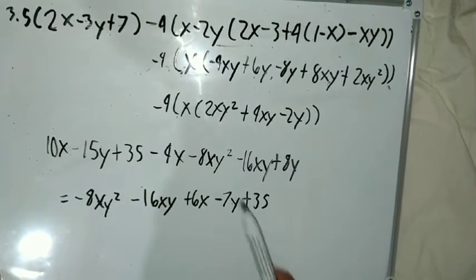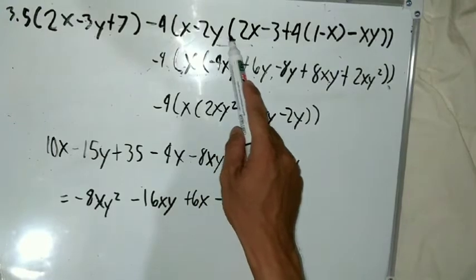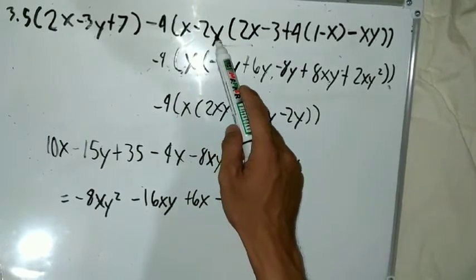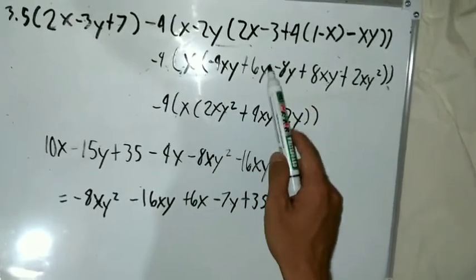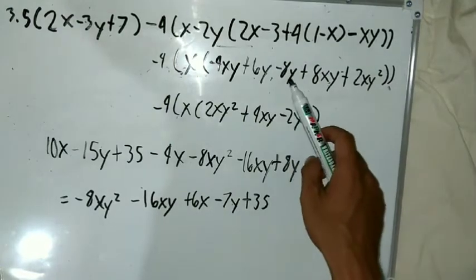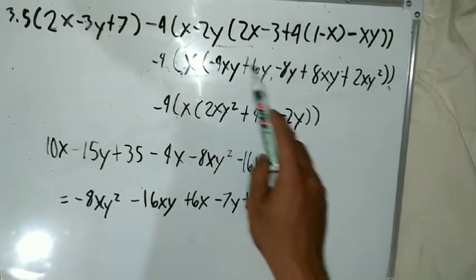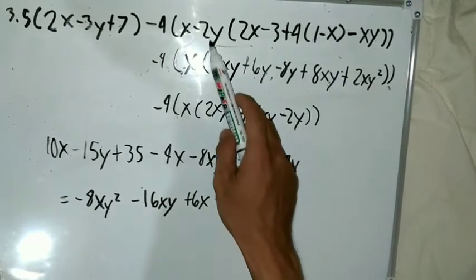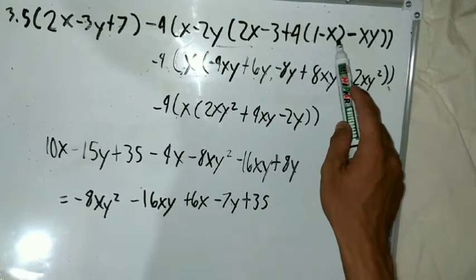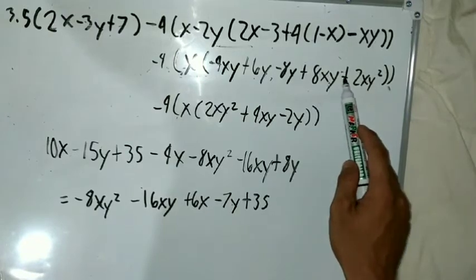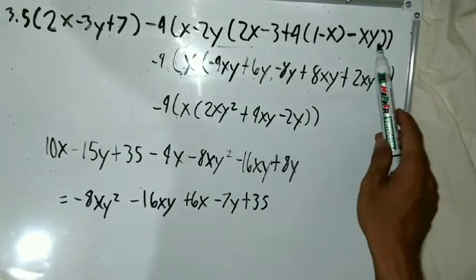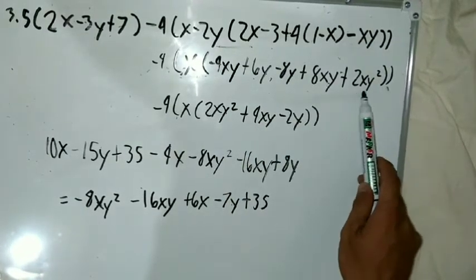So the first thing you should do is to simply multiply negative 2y to 2x, and that would be negative 4xy, and negative 2y multiplied again to negative 3, and that would be positive 6y, and negative 2y multiplied to the positive 4, and that would be negative 8y, and multiply negative 2y to 4, and multiply to negative x, and that would be positive 8xy, and negative 4 multiplied to xy, and negative 2y multiplied to negative xy, and that would be 2xy squared.